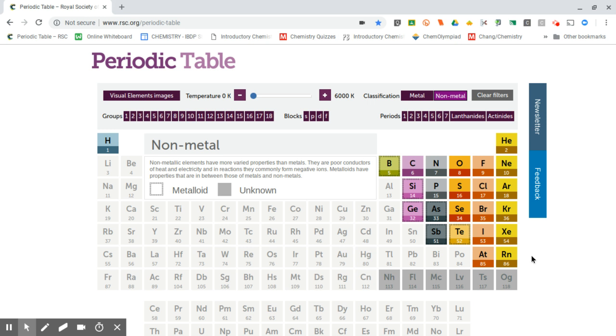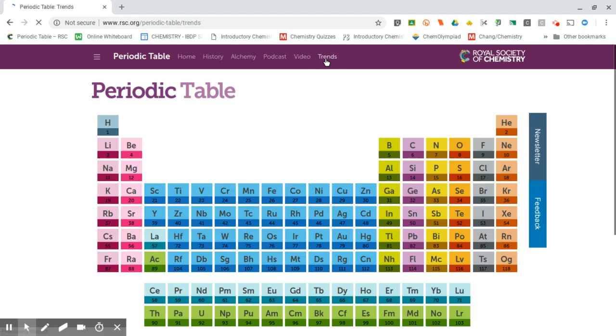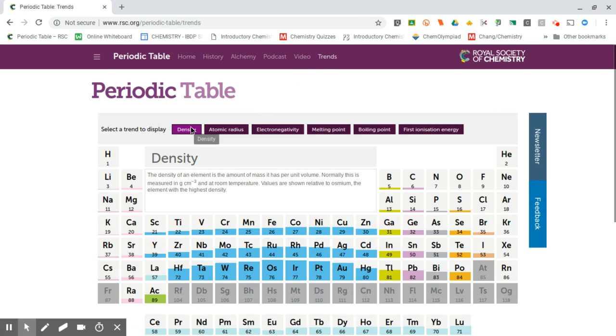We will continue working on some properties, how the metallic property changes across and along the group. And there is a choice here that will help you to understand most of the properties. By clicking on trends, you can find density, atomic radius, electronegativity, melting point, boiling point, and so forth. So this is it for today.